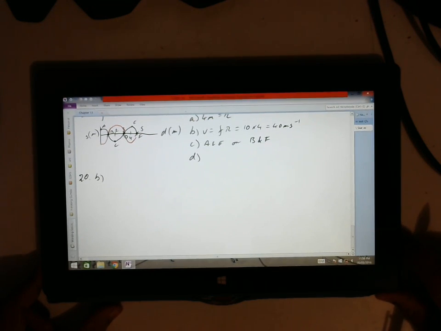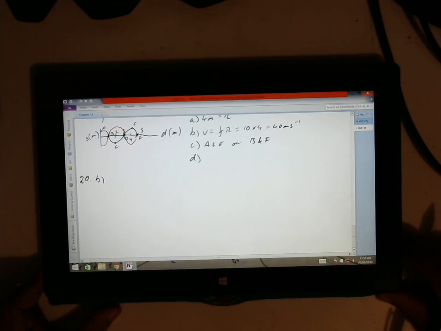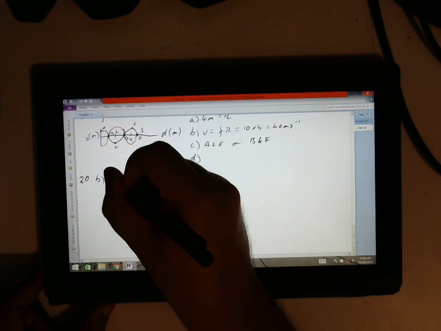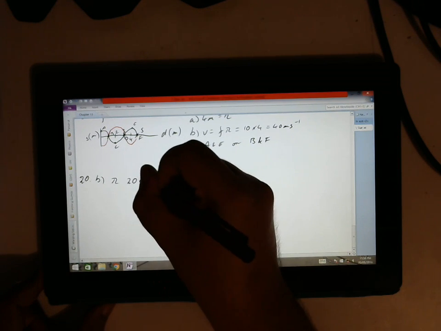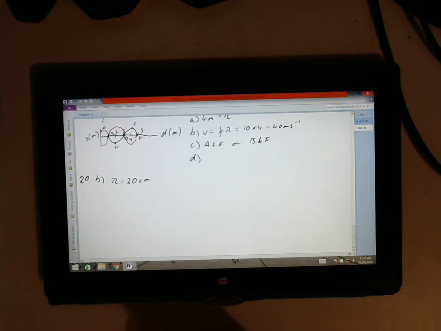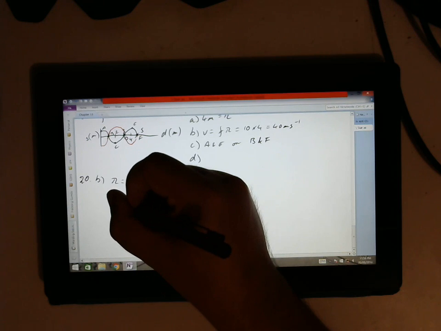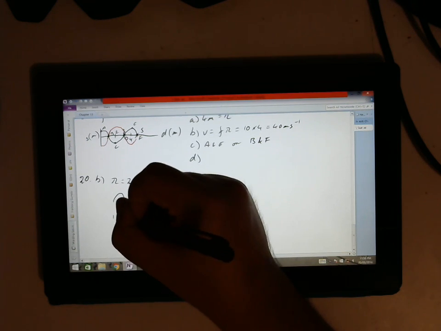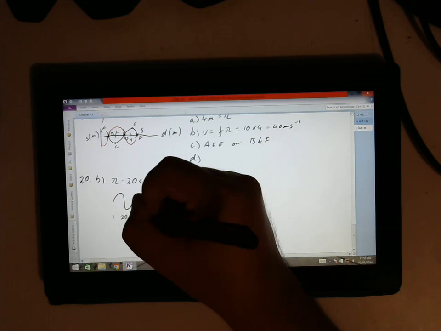Okay, let's finish off 20 part B, the one where we have two standing waves, or two waves being created with a wavelength of 20 centimeters. And we want to know, well, how far apart are the nodes? So if we have two waves, and they're both 20 centimeters in wavelength, let's just draw what one of those would look like, where this would be 20 centimeters.